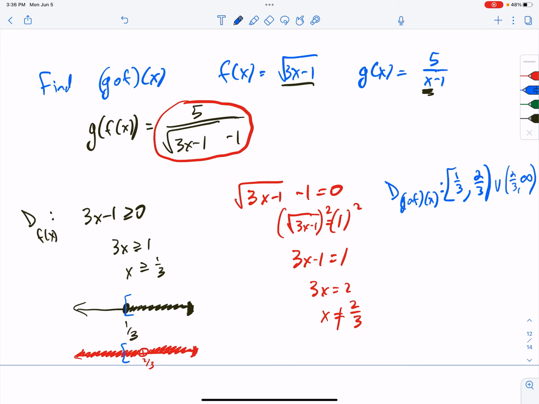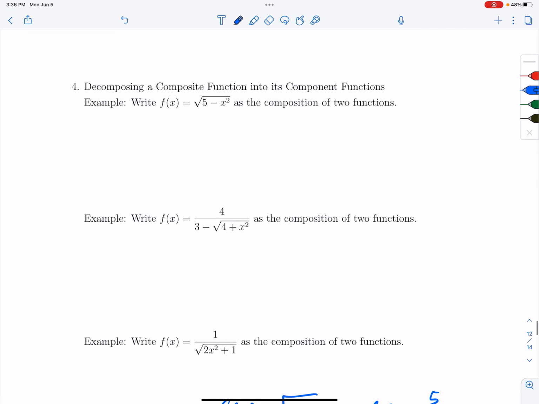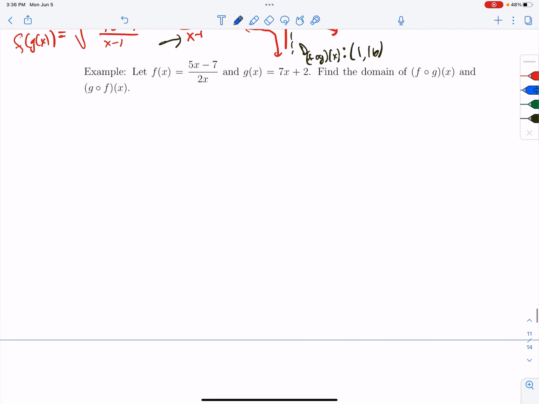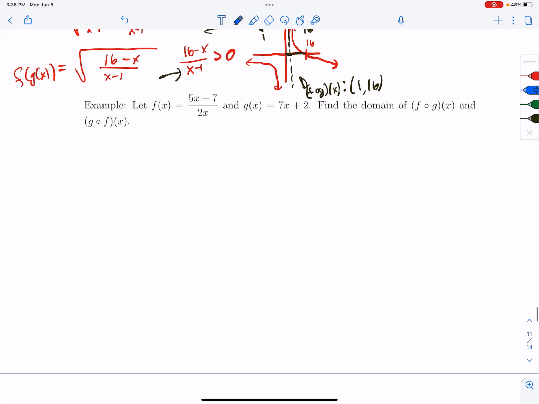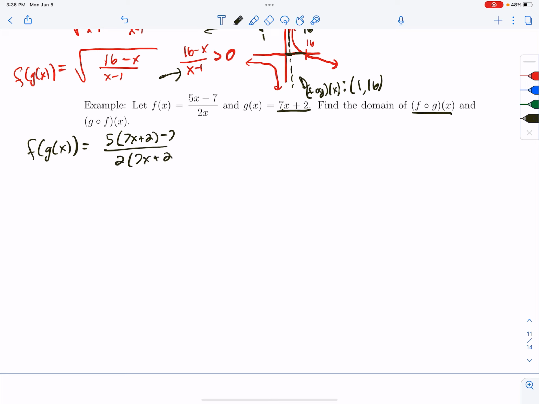Okay, let's look at one more example of these composite functions here. All right, let f of x equal 5x minus 7 over 2x and g of x equals 7x plus 2. Find the domain of each set of compositions. Okay, so we'll do f circle g first. So f of g of x. So I'm taking the g function and I'm inputting it into the f function. So 5 times 7x plus 2 minus 7 over 2 times 7x plus 2.